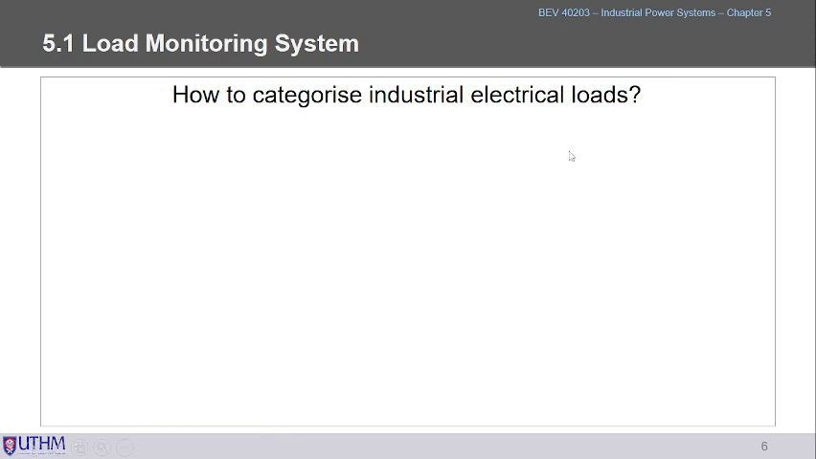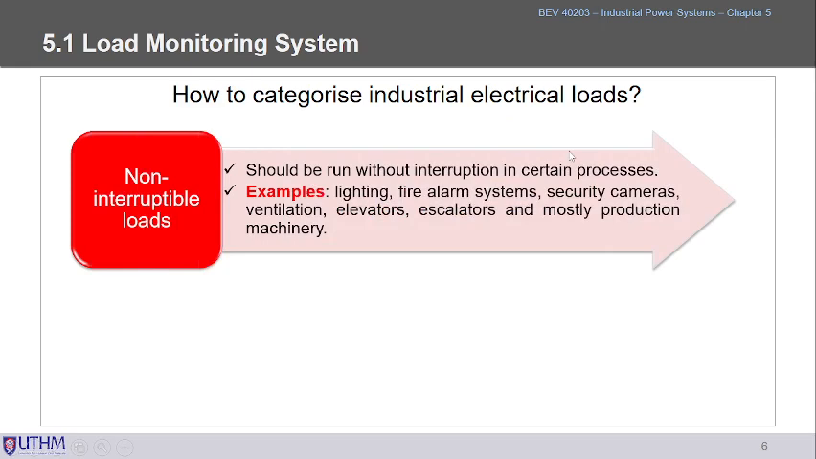So before we can use the LMS, we need to categorize our industrial electrical loads. So how to do this? Basically, we divide the industrial electrical loads into two categories. One is the so-called non-interruptible loads, or we call them critical loads. Okay? So these non-interruptible loads must be operated no matter whether it is a blackout or not. Okay, because it is very important. So once we interrupt the process for the non-interruptible loads, that means we will lose in terms of cost, in terms of production yields, for example.